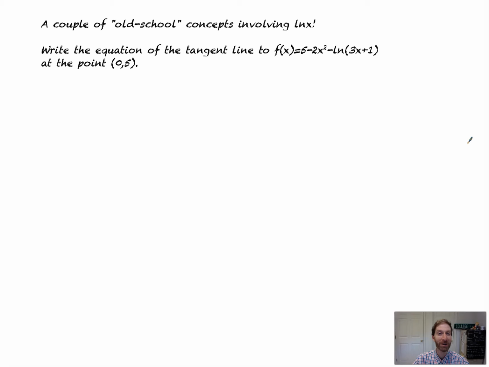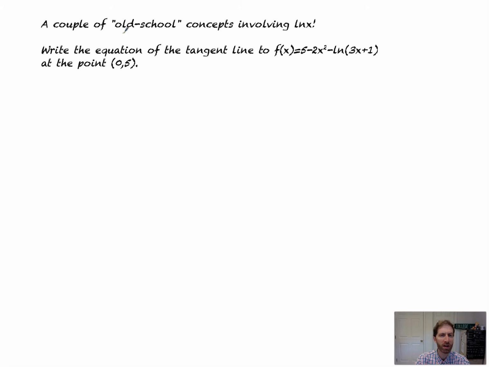All right, here we go into another video on the derivative of the natural log. In this one, we're going to go over a couple of what I call old school concepts. Imagine that. These are now old school for you. So we're going to find the equation of a tangent line. Natural log is going to be involved. And then we're going to do a problem with relative max and min, concavity, all that good stuff. Again, natural log is involved. So old concepts, new function.